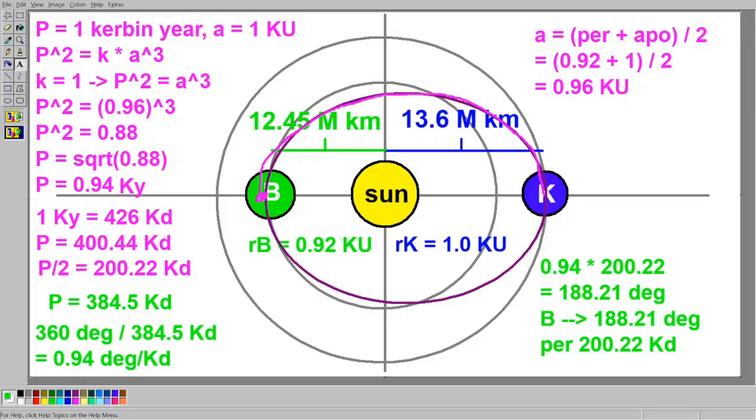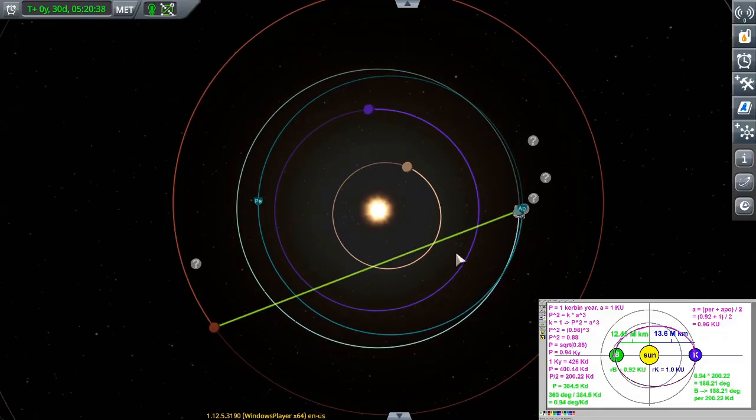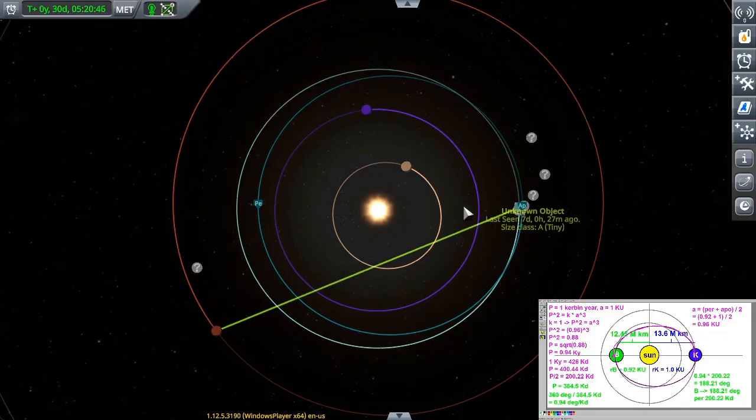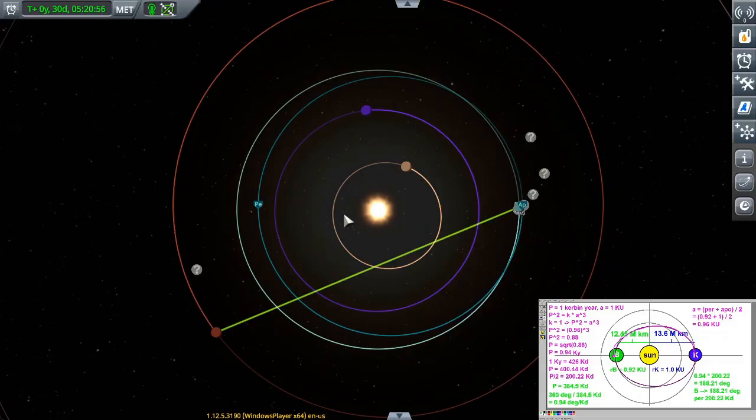So okay, that means that theoretically, assuming my math is correct, when I launch, Bill Kerman should be about here or something, right? So if this is where Kerbin is, then Bill Kerman should be here. Why is this right clicked? Oh my gosh, what? Okay. Yeah, so Bill Kerman should be about here.